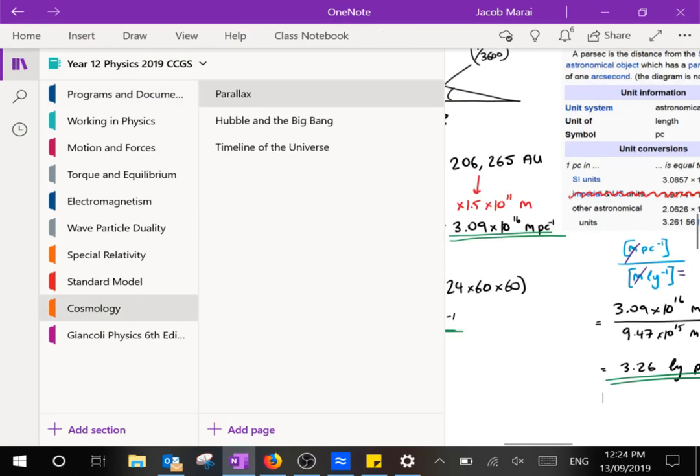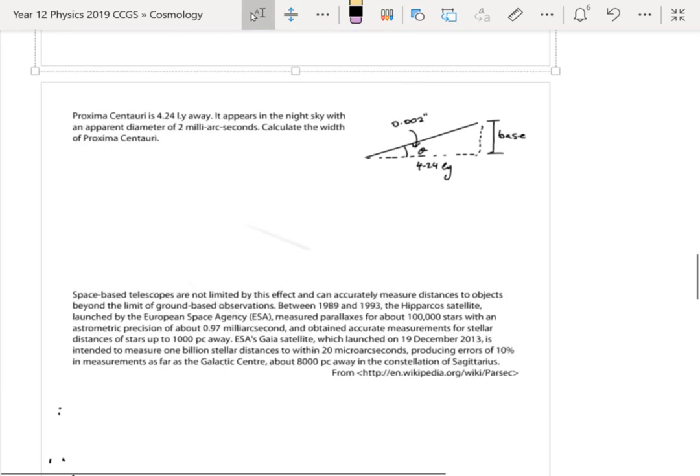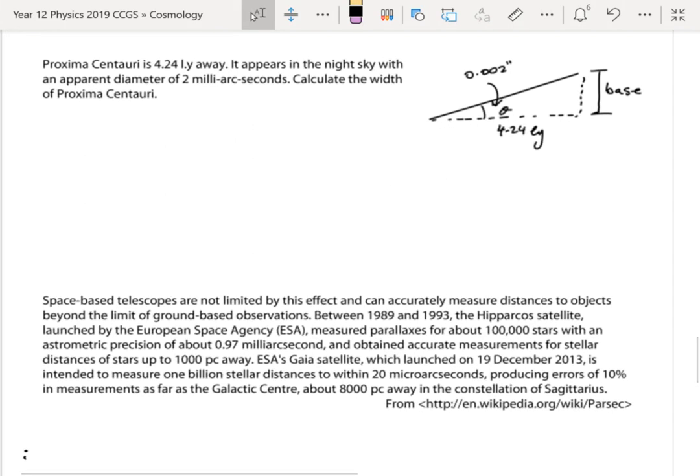Let's turn the page. Here's an example. Proxima Centauri, that's our closest star. It's 4.24 light years away. But it appears in the night sky with a very, very small angular size, the star itself. Okay, so there's our diagram.